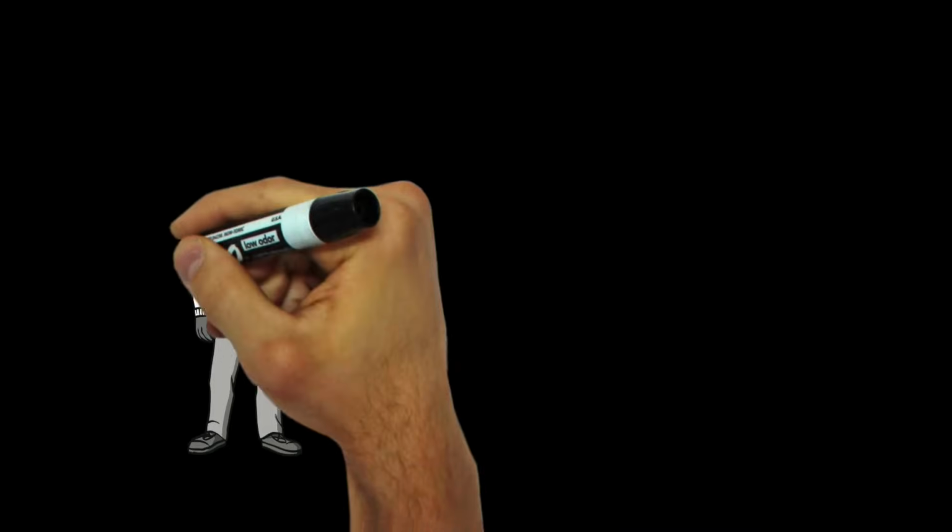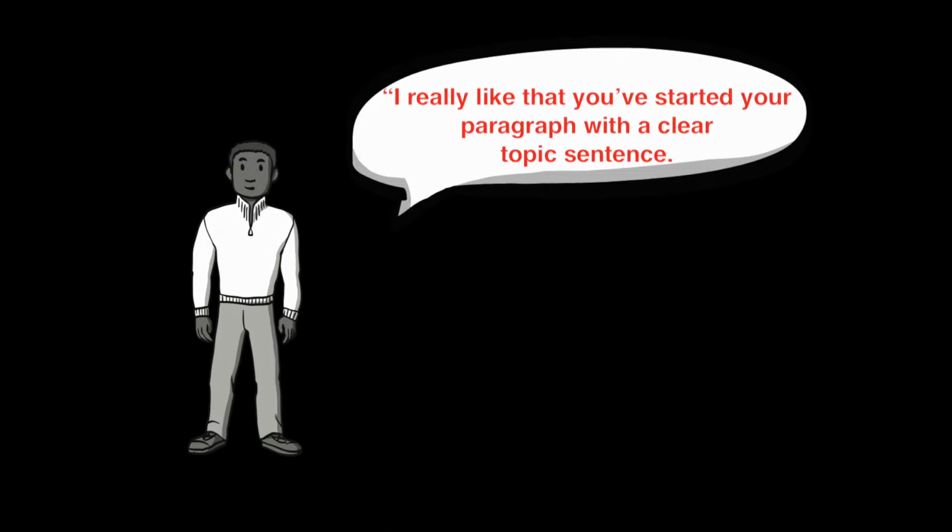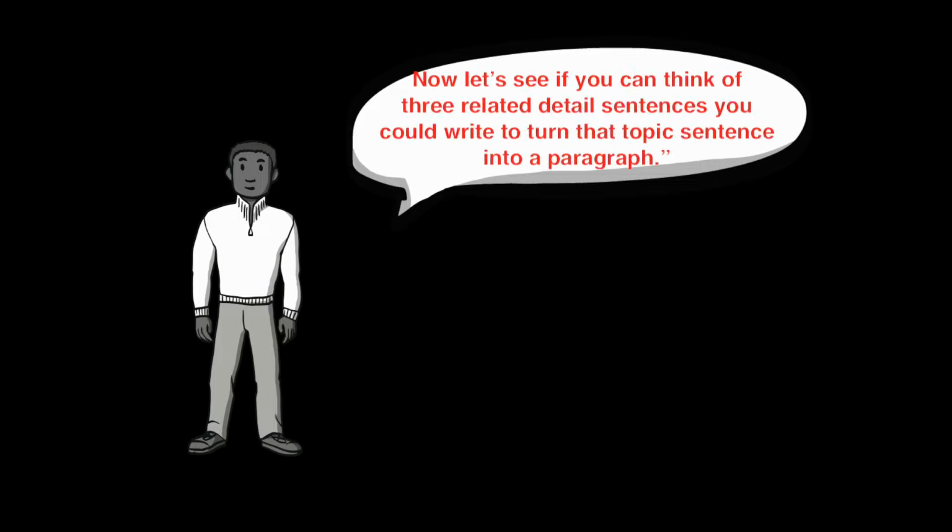A good example of goal-directed feedback might sound like this. I really like that you've started your paragraph off with a clear topic sentence. That's exactly right. Now let's see if you can think of 3 related detail sentences you could write to turn that topic sentence into a paragraph.